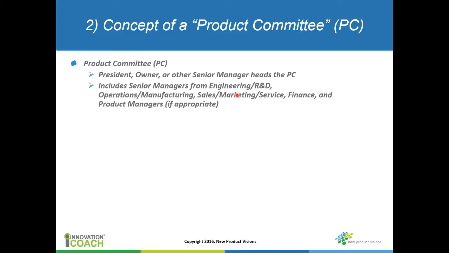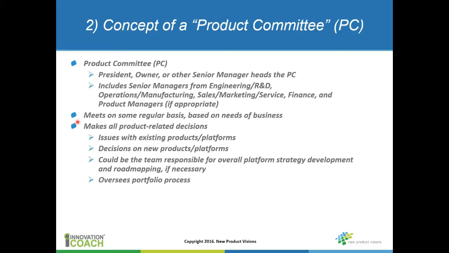So it's very important that senior management is engaged in the process. This committee is going to meet on some regular basis based on the needs of the business, maybe monthly, maybe quarterly, depends on the business. And that committee really is charged with making all product related decisions within the business. That includes issues with existing products. So it's a great forum for talking about, for instance, quality problems or other issues with existing products.